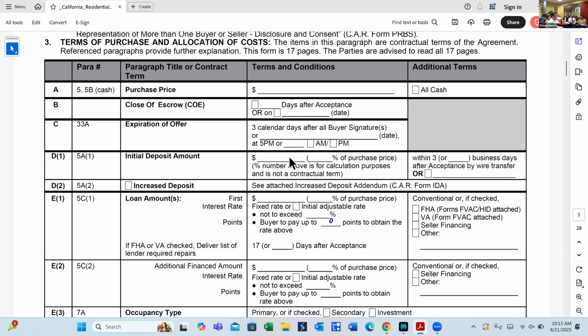And then to the right, if you'll notice, it says within 3 business days. So we're talking about the time frame in which the initial deposit is to be made. And this is the only aspect of the purchase contract where we're referring to business days. So everything else is calendar days. And this is where it becomes a problem, especially if you're a listing agent, and actually, if you're representing a buyer.